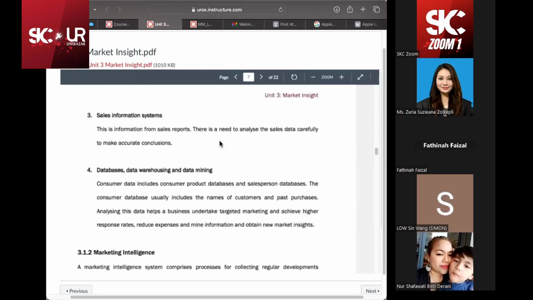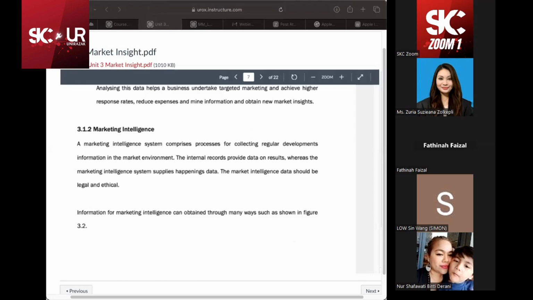And then we have the sales information system. This can be generated from the sales report, so you can see your sales performance. You need to analyze the sales data carefully to make accurate conclusions. It can help as well to forecast sales later. Then we have database, data warehousing, and data mining, like what I explained just now.